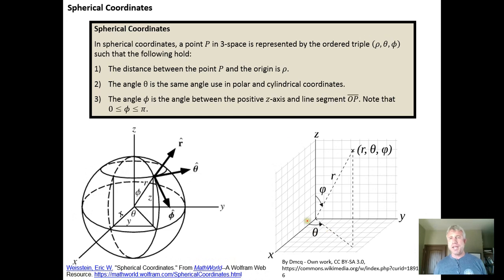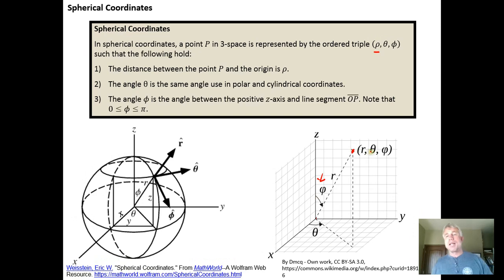We're going to have theta being the angle that's made with the positive x-axis. So this is the same angle theta that we had for cylindrical and polar coordinates. And then we're going to have an angle phi that we make with the positive z-axis. So phi is going to be an angle that runs from 0 to 180 degrees. And then we're going to have rho, which is just the length of the line segment from the origin to some point P in space that you're trying to describe.